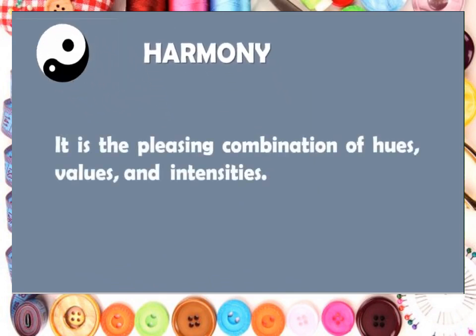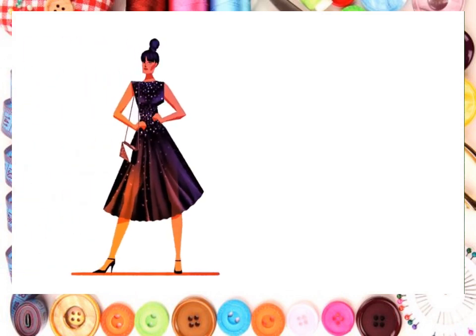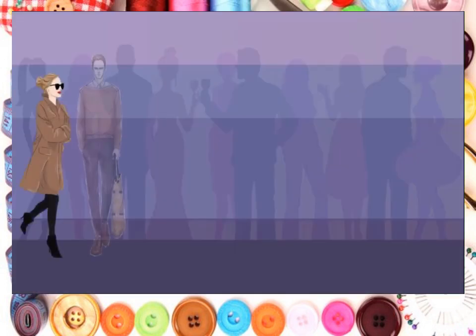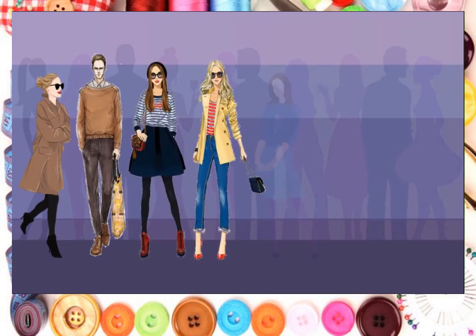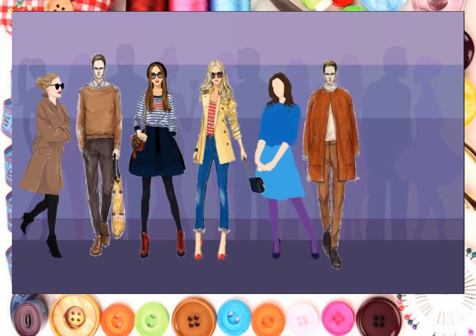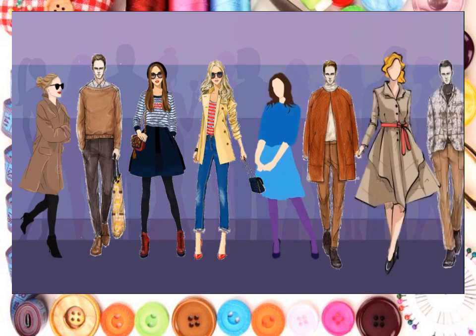Unity is the feeling of harmony between all parts or objects of the design. The third principle of design is harmony. It is the pleasing combination of hues, values, and intensities. Also considered as the overall design creates a sense of completeness. In a simpler way, when things look right together, you have created unity or harmony. Lines and shapes that repeat each other show unity. Colors that have a common hue are harmonious. Texture also helps create unity, but too much uniformity sometimes can be boring.